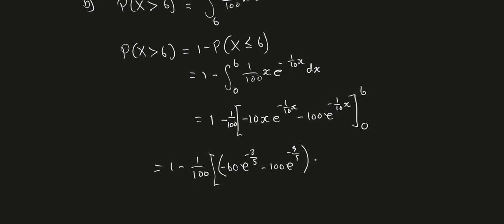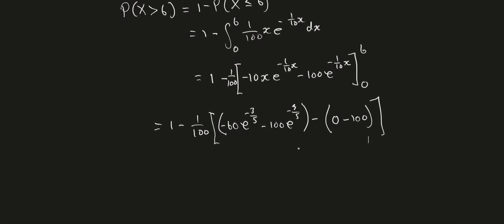And then at the lower limit, at 0, let's see what happens. Hey, this works out nicely because this term is now 0. And then e to the 0 is 1, so we end up with negative 100. So just another benefit of using the complement rule. Then we have 1 minus 1 over 100, and these are like terms again, so this is negative 160 e to the negative 3/5, and then plus 100.